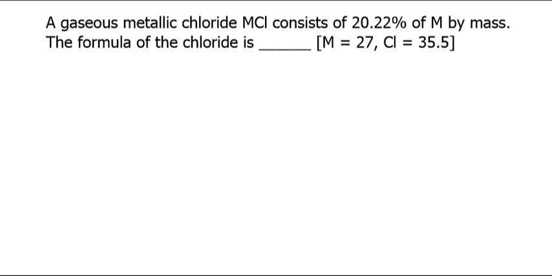A gaseous metallic chloride MCl consists of 20.22% of M by mass. The formula of the chloride is dash. Given the atomic mass of M to be 27 and that of chlorine to be 35.5. Solution.